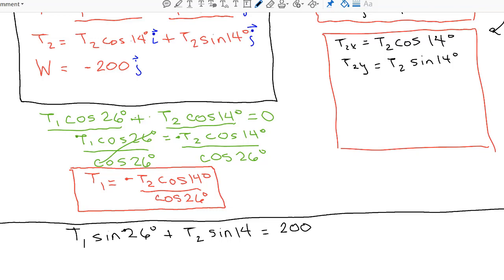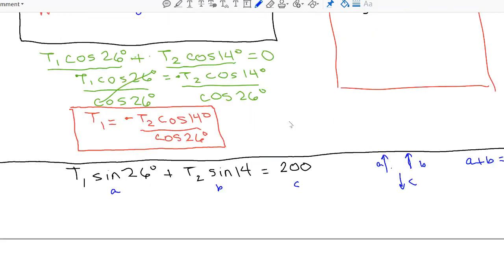I could put that on the other side and say minus 200 equals 0, which is what I did before. T1, let's call this A and B and C, just so I don't have to write that whole thing. So let's call this A and this B. These are both the parts that are pulling straight up, and they've got to equal C. I have a system of equations.